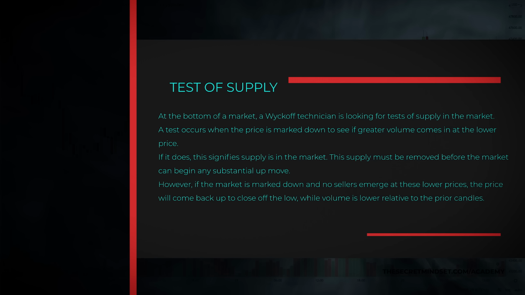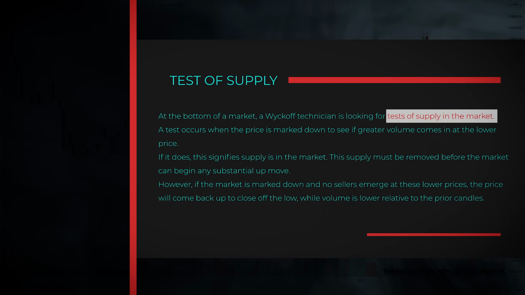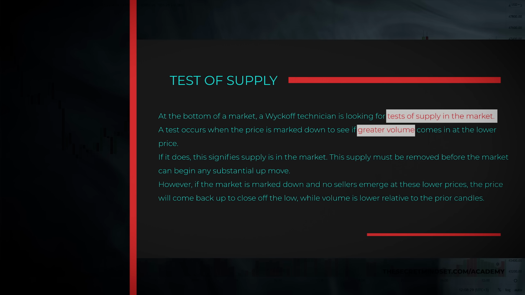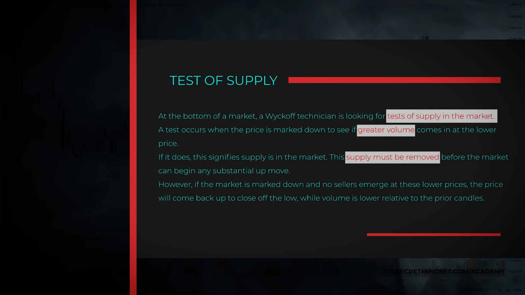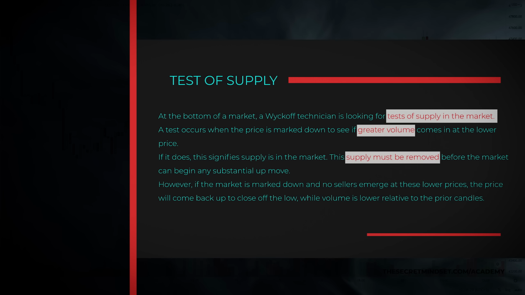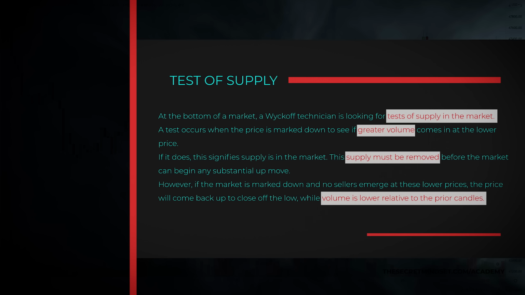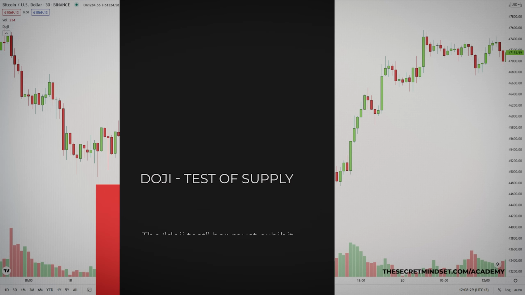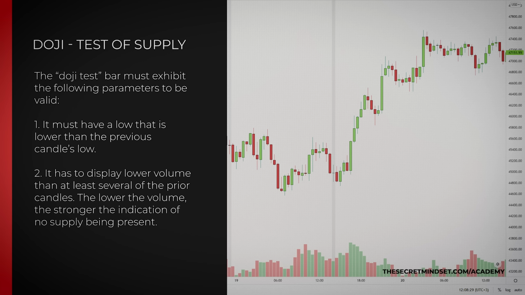At the bottom of a market, a Wyckoff technician is looking for tests of supply in the market. A test occurs when the price is marked down to see if greater volume comes in at a lower price. If it does, this signifies supply is in the market. This supply must be removed before the market can begin any substantial up move. However, if the market is marked down and no sellers emerge at these lower prices, the price will come back up to close off the low, while volume is lower relative to the prior candles. With no supply present in the current price level, the price should rise.